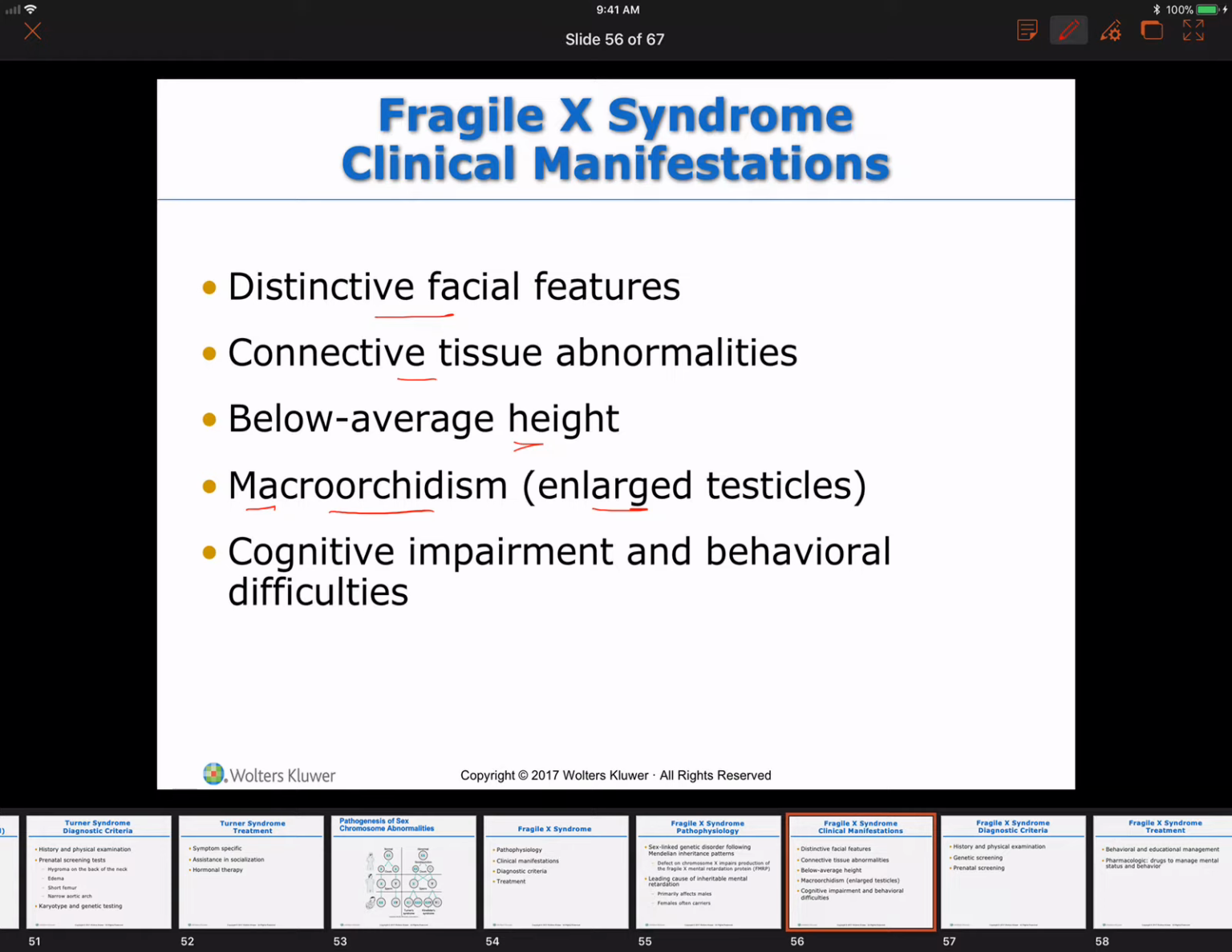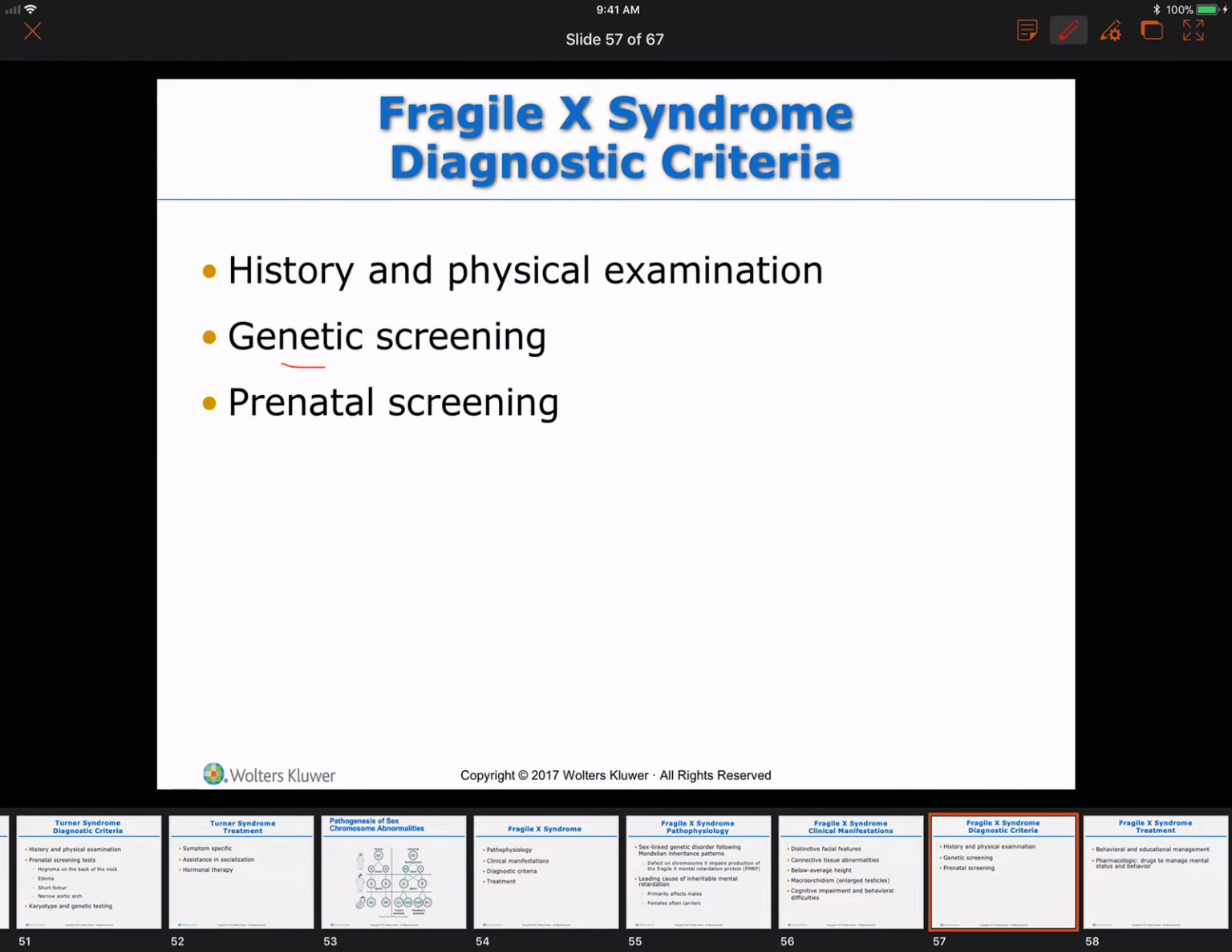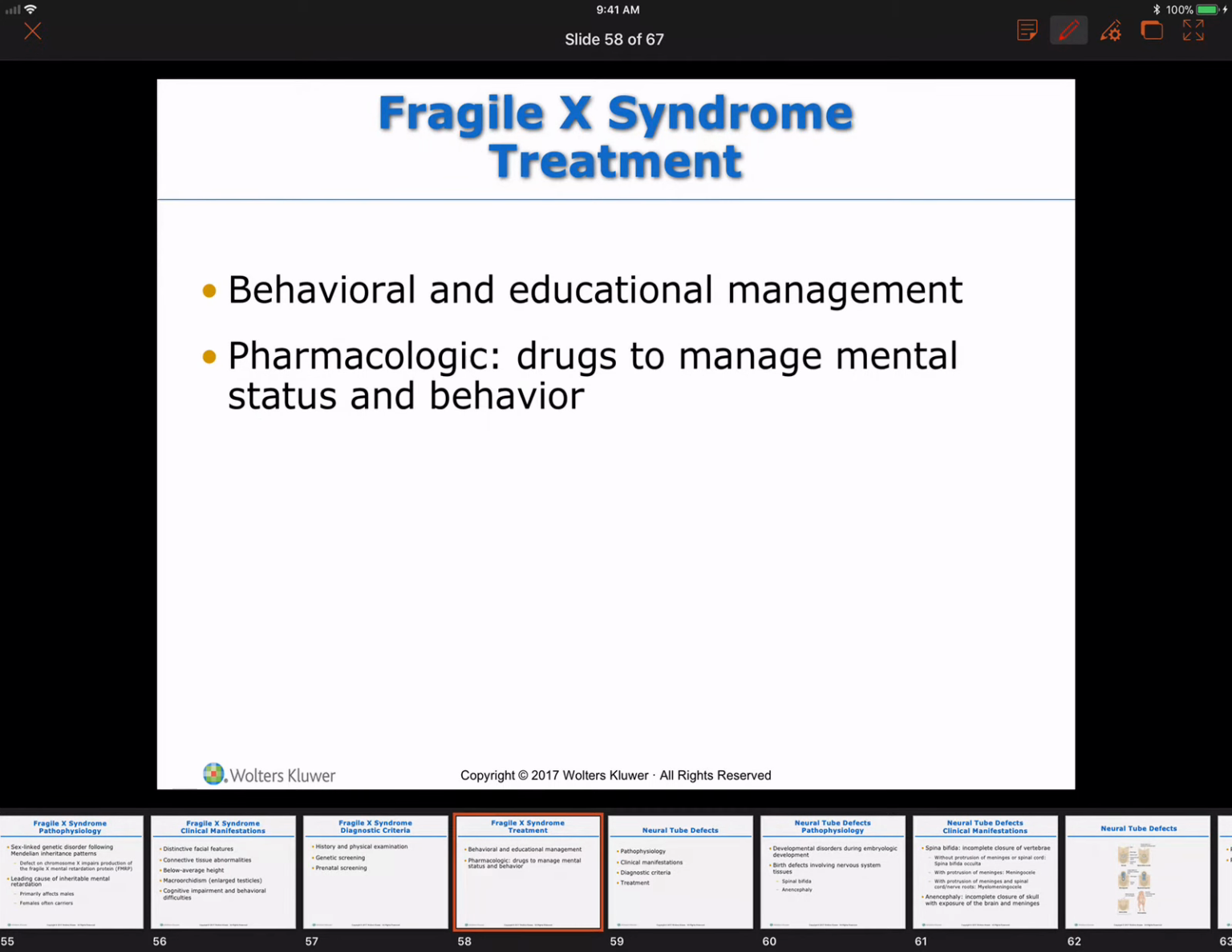As far as diagnosis, well, it may require genetic screening, prenatal screening, and then treatment is mostly behavioral. So education, because it involves a decrease in mental capacity, then they rely on behavioral interventions and so on.